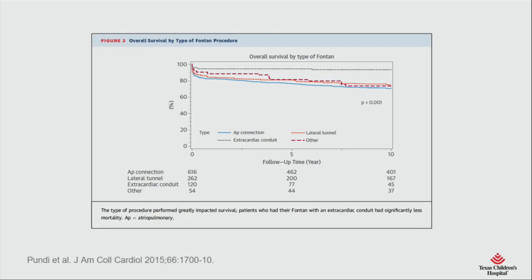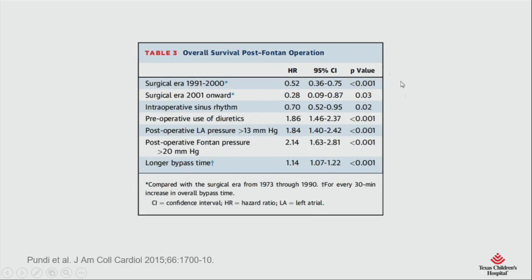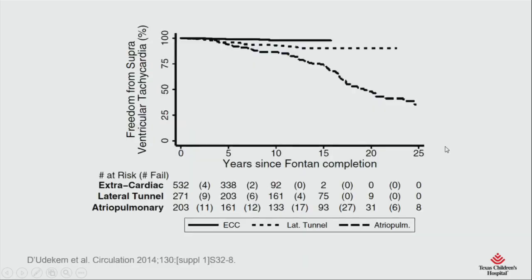What about long-term outcomes? This is a series from Mayo comparing the long-term outcomes of different types of Fontans. You can see the extracardiac Fontans did better than all the other types of Fontans in this series. And these were some of the risk factors. Surgical error was an important risk factor. And that probably also was one of the reasons why extracardiac Fontans did so well, because those are usually done later in the course. And obviously, if you have a high Fontan pressure, high LA pressures, meaning high EDP from diastolic dysfunction, et cetera, it's going to be worse for your Fontan in the long term.